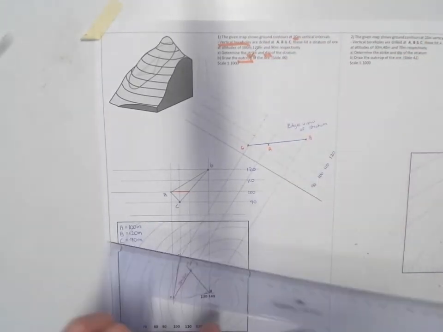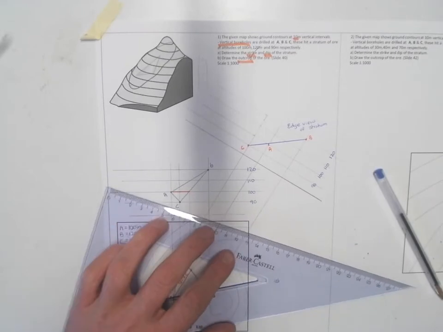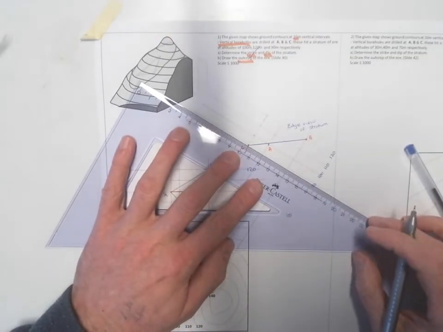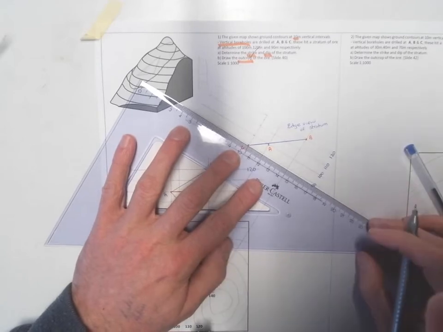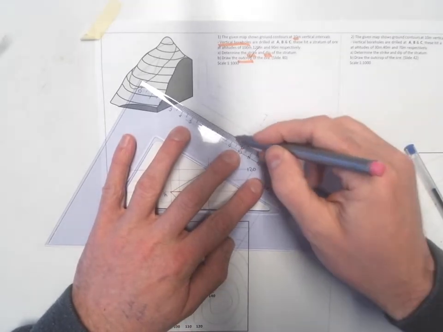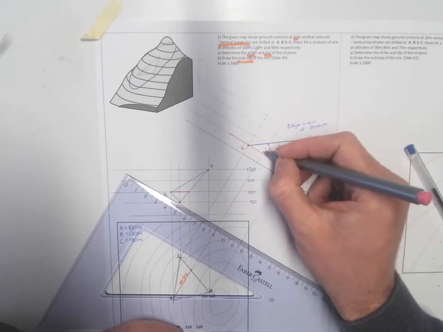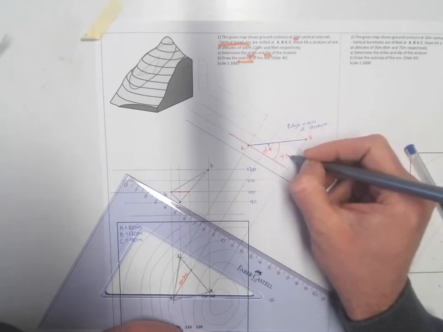Now we need to find the dip. So as we said, the dip is basically this angle here. So it's the angle it makes to the horizontal plane. So that angle there is your dip.